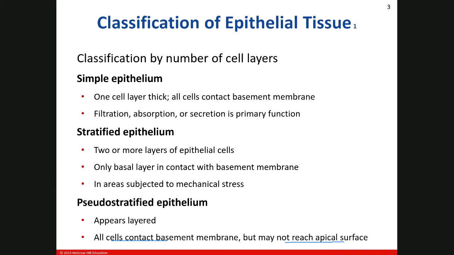So keep in mind what I just said. Stratified epithelium. Let me make sure I got this right. Stratified epithelium: the apical cells will not touch the basement membrane. But in pseudostratified, all the cells will contact the basement membrane.